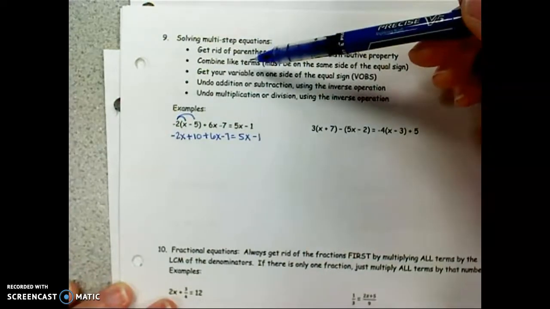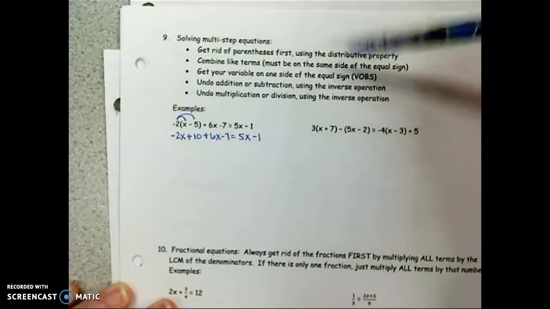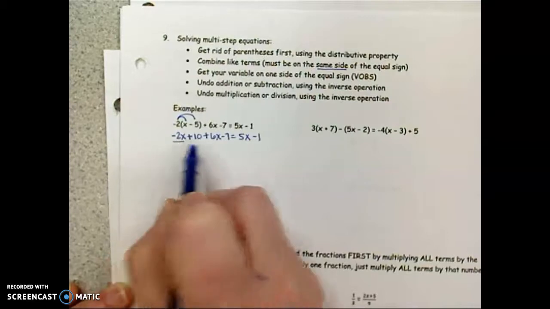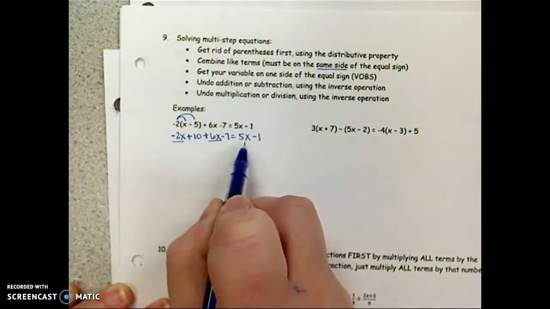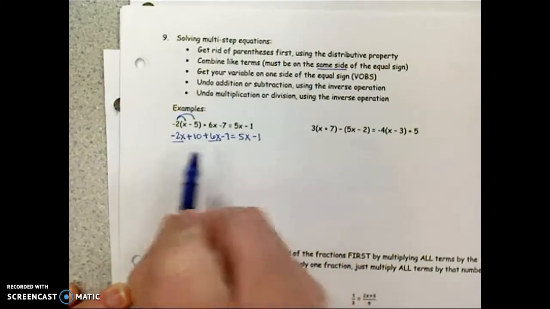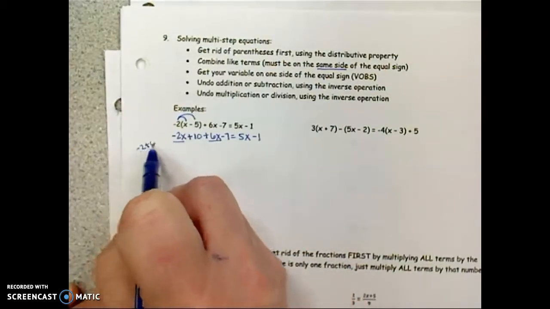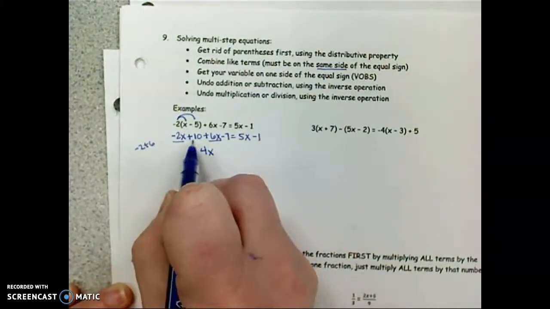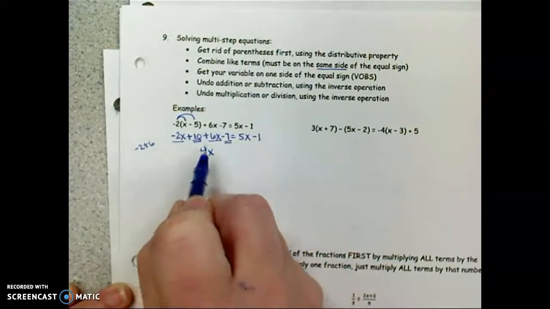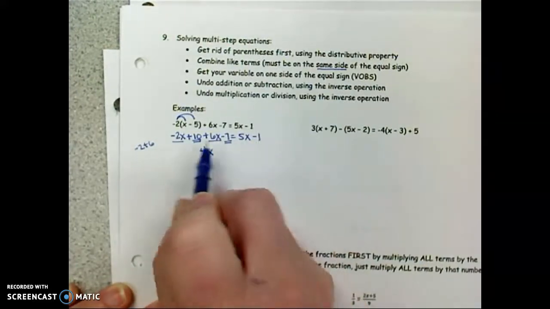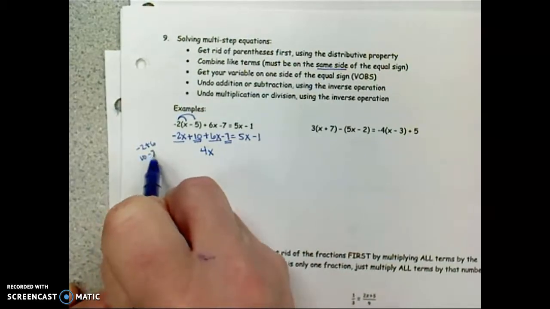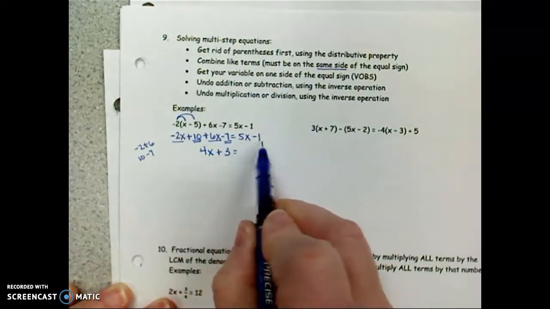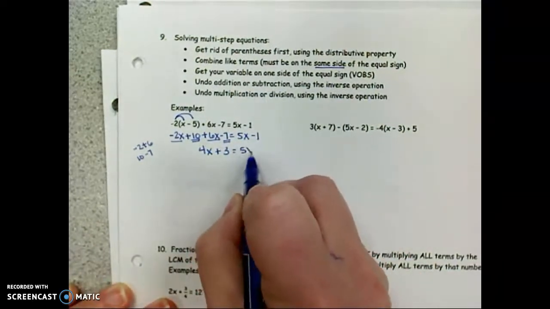The next thing we're going to do is to combine like terms. And remember, they have to be on the same side of the equal sign. So I can combine this negative 2x with this 6x, but I can't combine that 5x with them. It's on the other side. So in my calculator, I would put negative 2 plus 6, which is positive 4, so I have 4x. I can also combine the 10 and the negative 7, but not the negative 1 that's on the other side. 10 minus 7 is what I would put in my calculator, and it's positive 3, so I would put plus 3. On this side, we don't have any like terms, so I'm just going to bring the 5x minus 1 down into the problem.